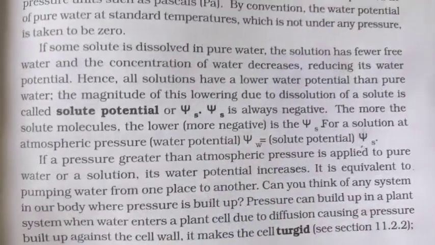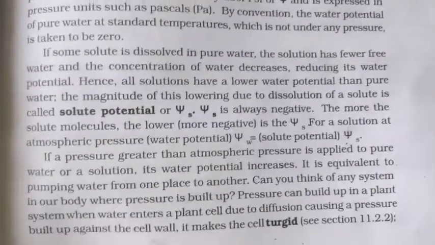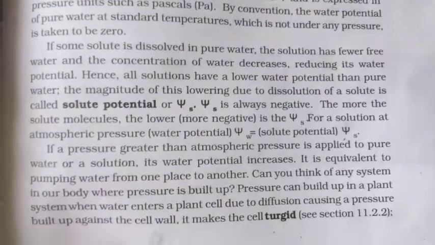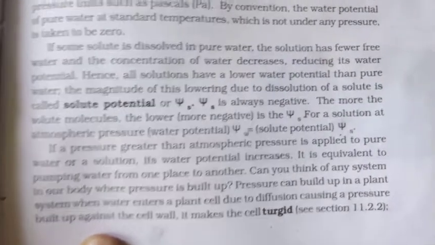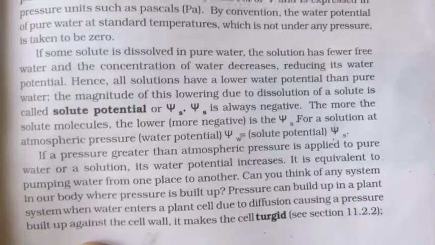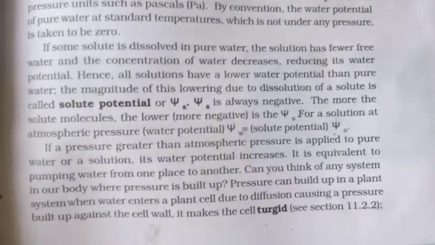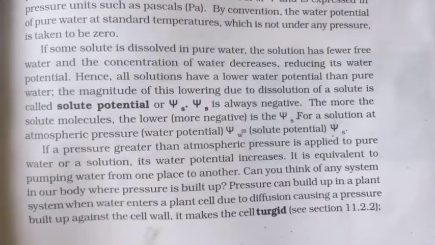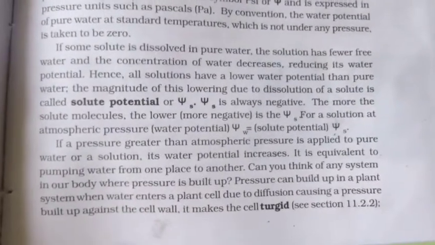Now, if a pressure greater than atmospheric pressure is applied to pure water or a solution, its water potential increases. It is equivalent to pumping water from one place to another. Now think of any system where pressure is built. Pressure can build up in a plant system. When water enters a plant cell due to diffusion, causing a pressure build-up against the cell wall, it makes the cell turgid.